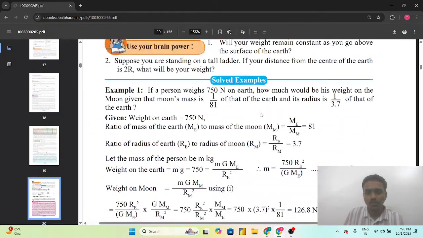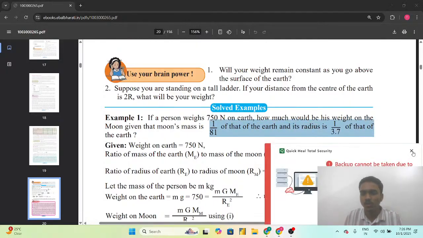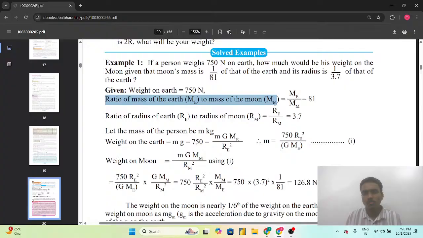So in this numerical we will see: if a person weighs 750 Newton on the earth, how much would his weight be on the moon, given that the moon's mass is 1/81 of that of the earth, and its radius is 1/3.7 of that of the earth. Weight on the earth is 750 Newton. Ratio of the mass of the earth to the mass of the moon.